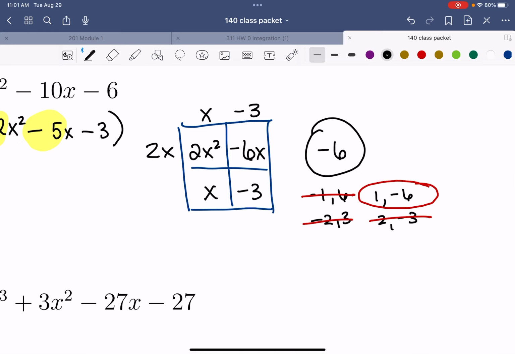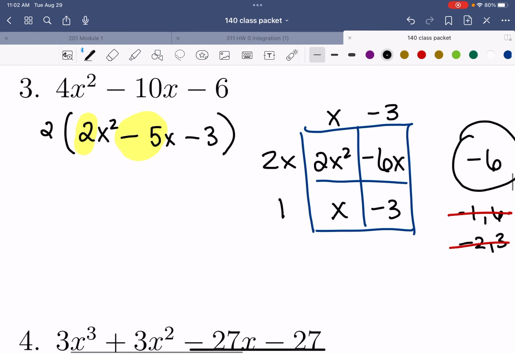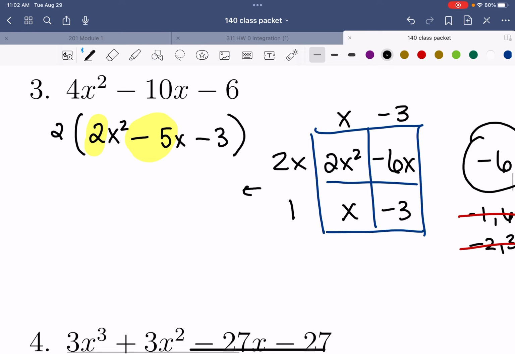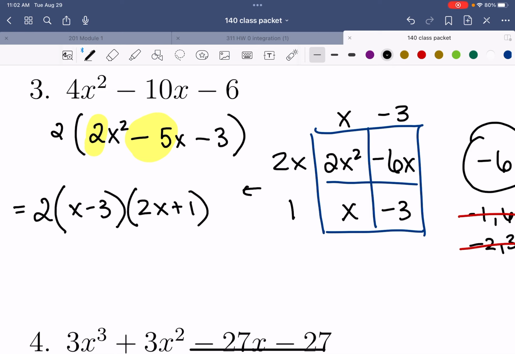In the bottom row, to get the x in the bottom left, I need a 1 to the left. 1 times x will give me x. And a negative 3 up top gives me a negative 3 times 1 is negative 3. So that means my factors, which I'm going to take over this way. So I had from above 2 on the outside. Then my two factors are x minus 3 across the top and 2x plus 1 along the side. And that is my fully factored version.